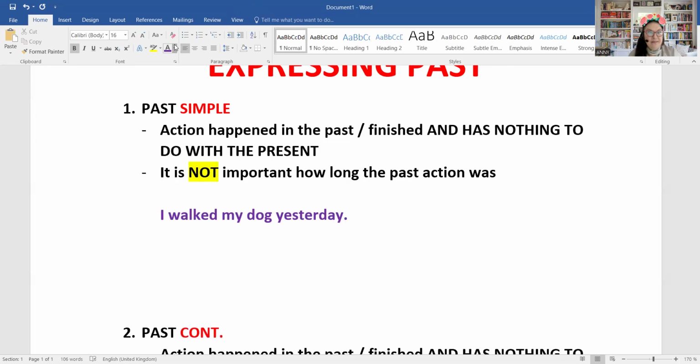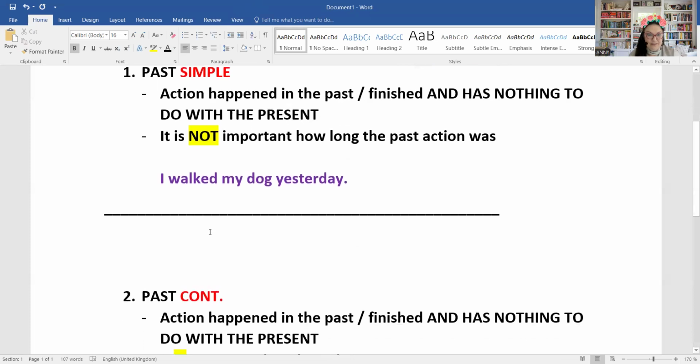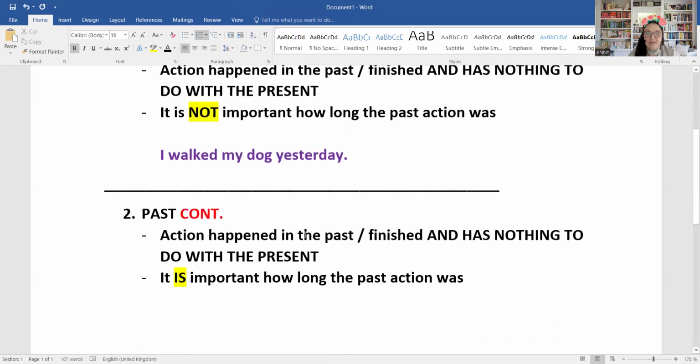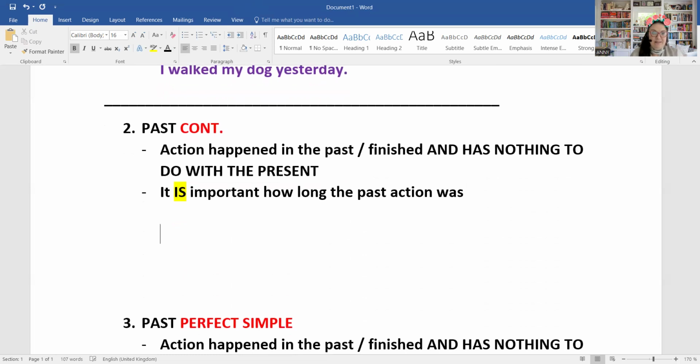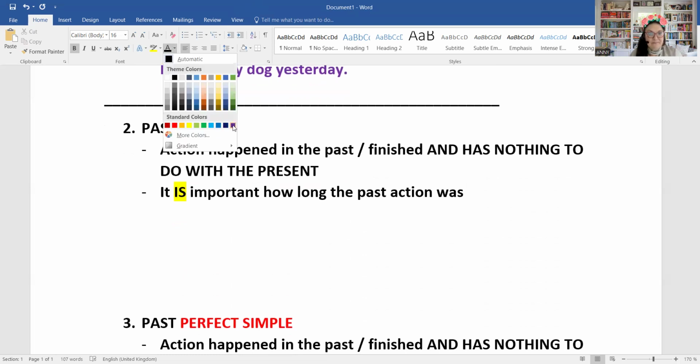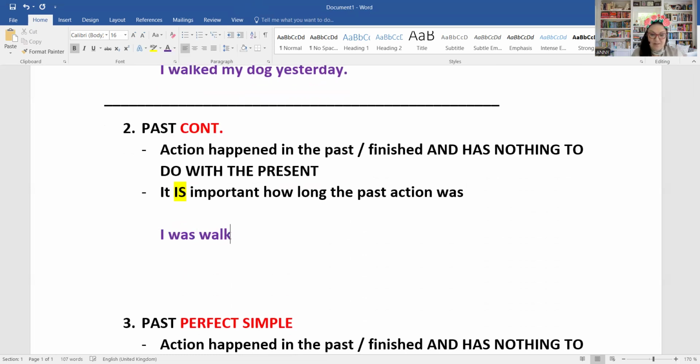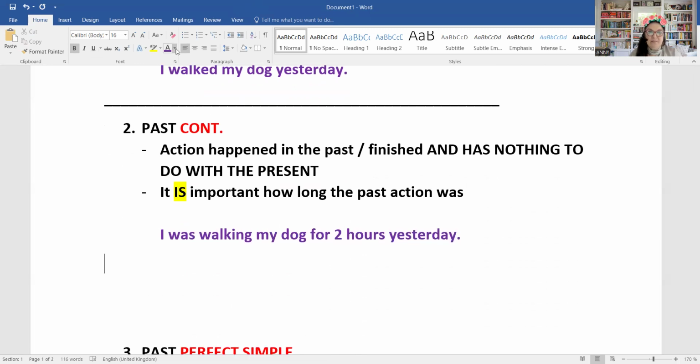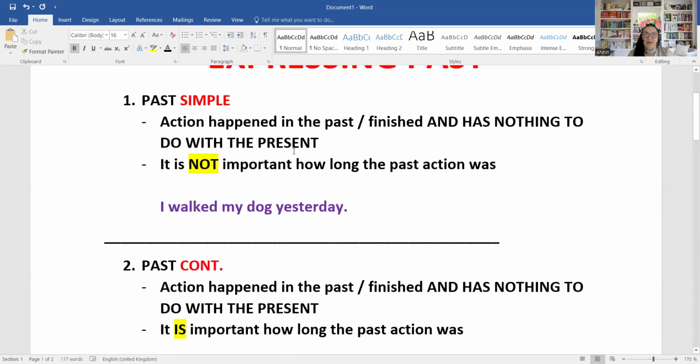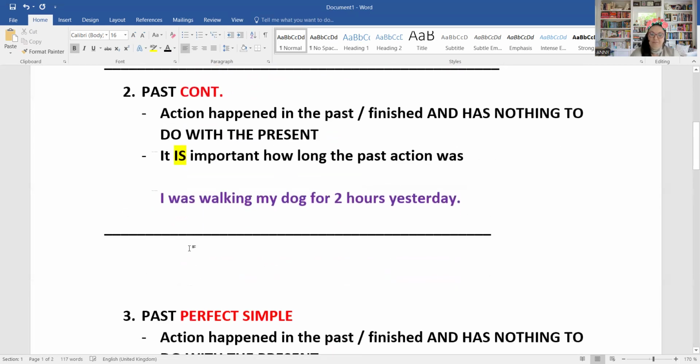And when it is important how long the past action was, an example is something like this: I was walking my dog for 2 hours yesterday. So that's the main difference between past simple and past continuous. Now we can go to past perfect.